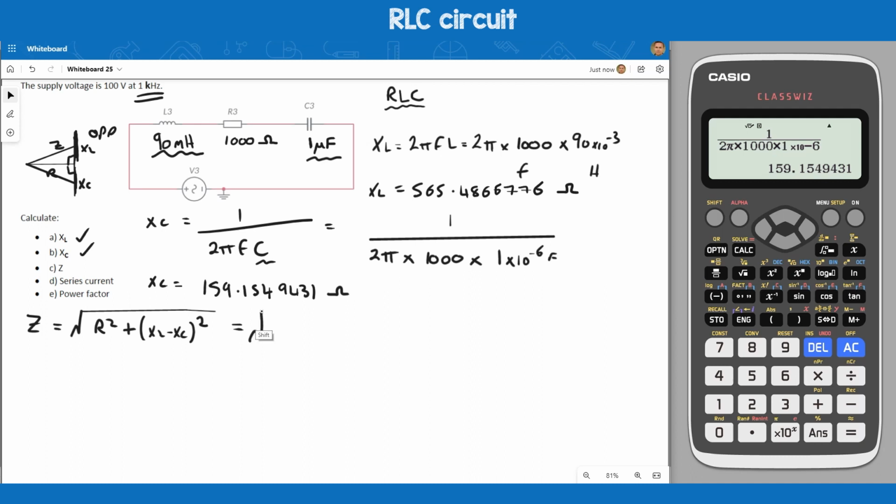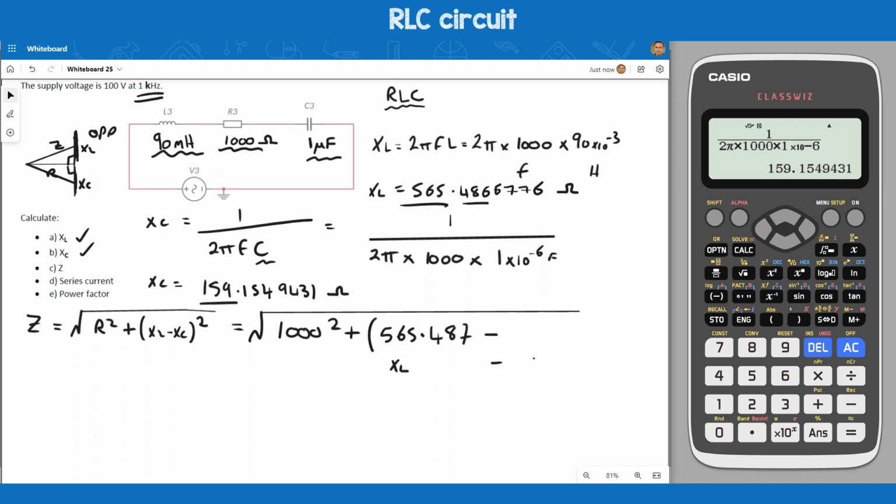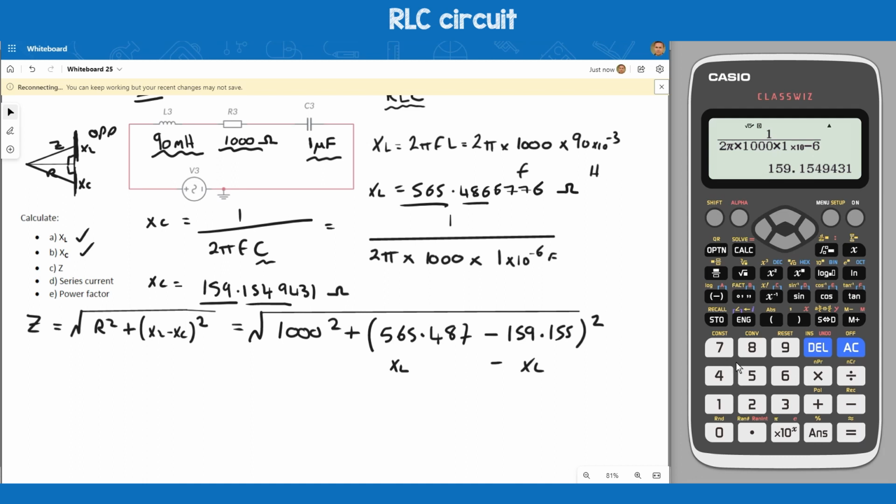So that Z is equal to the square root of our resistance, which is 1000 squared, plus XL take away XC all squared. But I'm going to use about 3 decimal places. So for XL, 565.487 take away XC, which is 159.155 all squared, and that will give us our impedance.